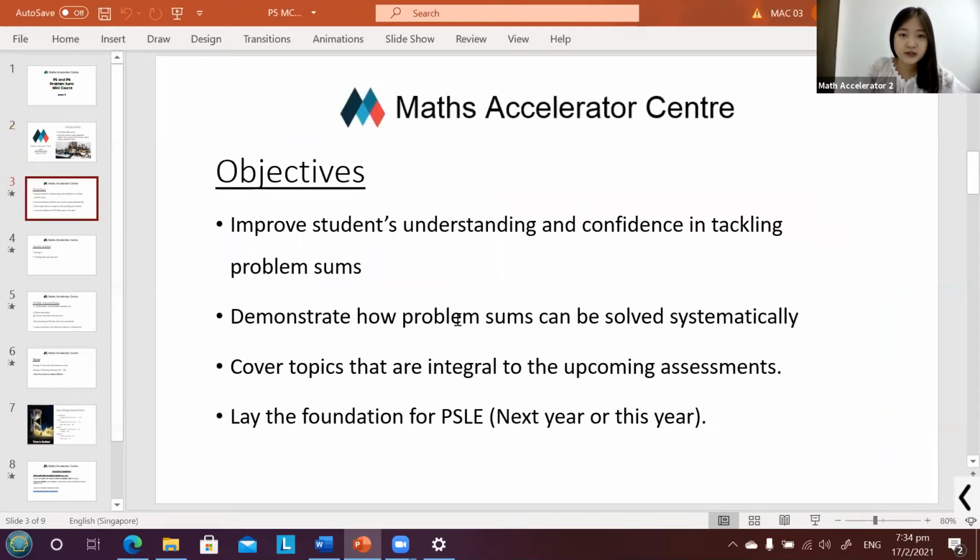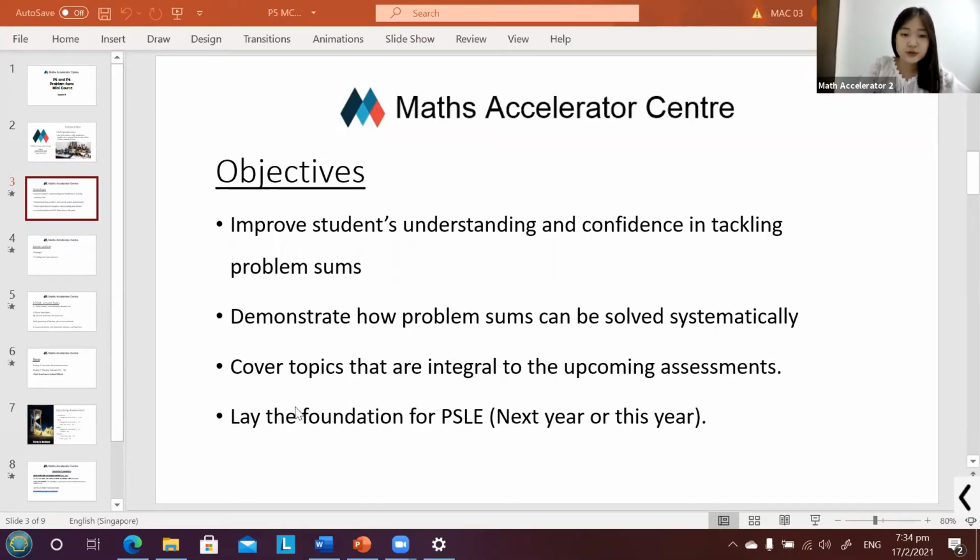The objective of this lesson is to help improve students' understanding and confidence in tackling problem sums. Problem sums are very systematic. As long as you practice and you know the strategies, you can solve them systematically, step by step, which is what I'll show you later on when we're doing the questions.